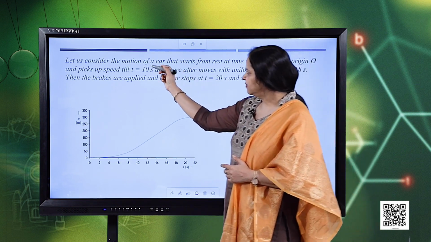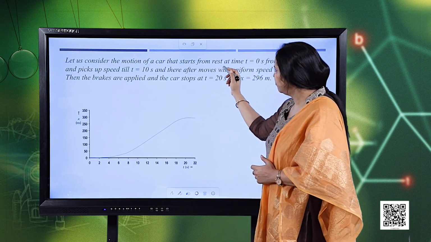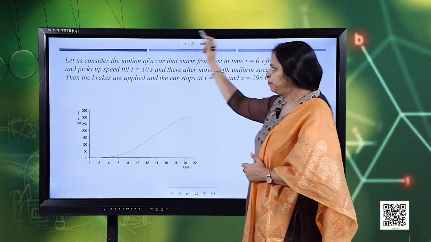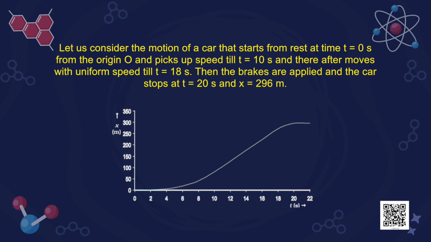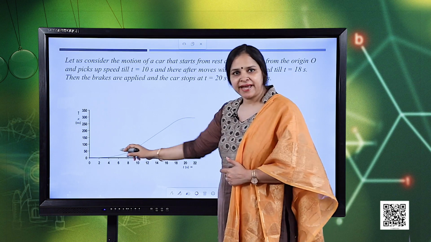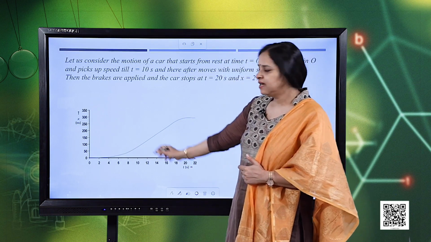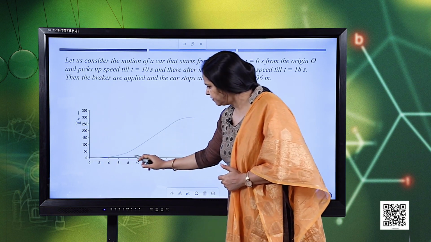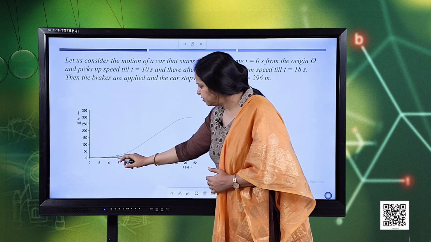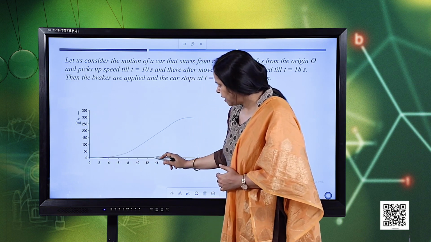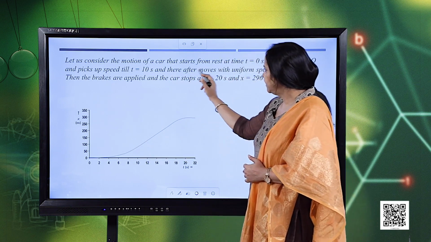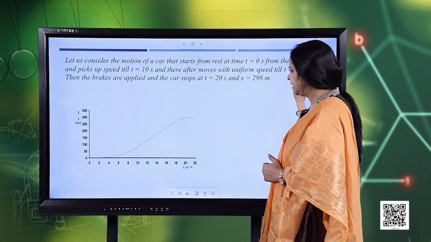Let us consider the motion of a car that starts from rest at time t equal to 0 from the origin O and picks up speed till t equal to 10 seconds. If you look at this position-time graph, along the x axis we have time in seconds, along the y axis we have position in meters. In 0 to 10 seconds you can see the position is changing and it picks up the speed, as we can see from the curve, and thereafter moves with a uniform speed till t equal to 18 seconds.